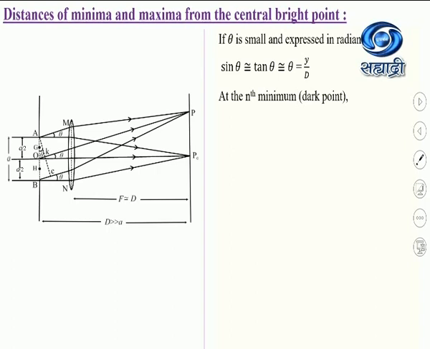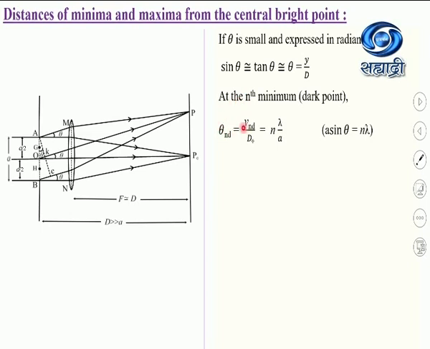Now when we consider nth dark point or nth minimum of diffraction pattern, then we write the angular position of nth minimum as theta nD. n is for nth dark and D is for dark point. So theta nD is equal to, from this equation, theta nD is equal to y nD upon capital D, where y nD is the distance of nth dark point from the central bright point.